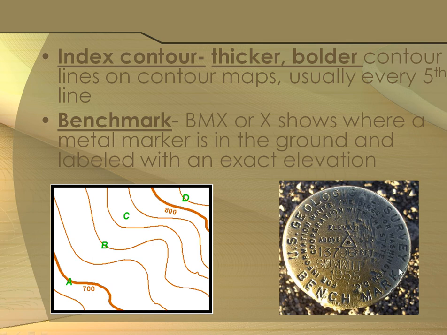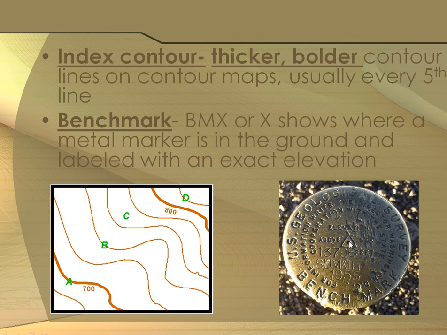This is a brass nail that's hammered into the ground. It's about 4 inches across, and it's stamped by the U.S. Geological Survey. In the center is this triangle with a dot, and it says that the elevation of this dot above sea level is 13,796 feet when they measured it back in 1955. And it's the summit, meaning it's the top of this local hill.